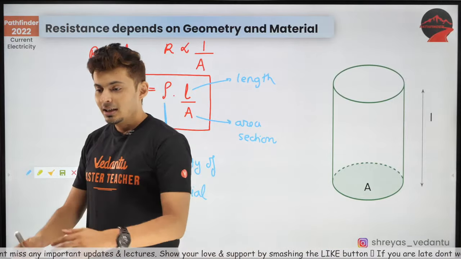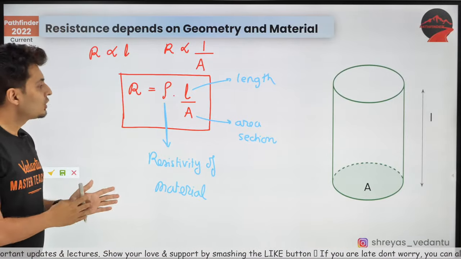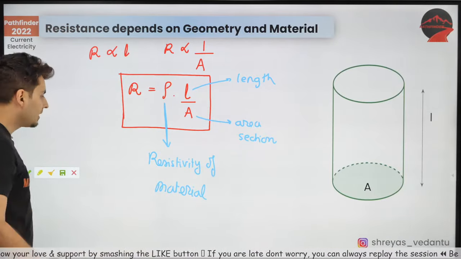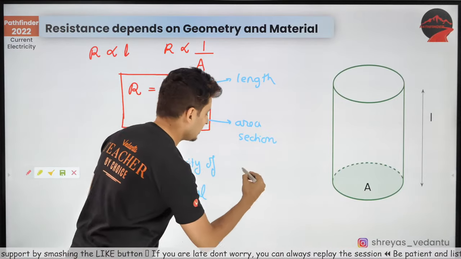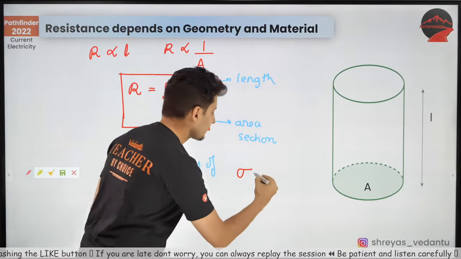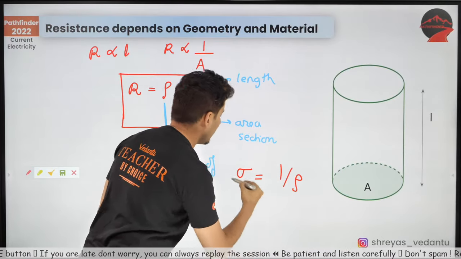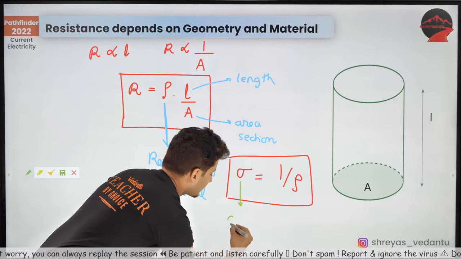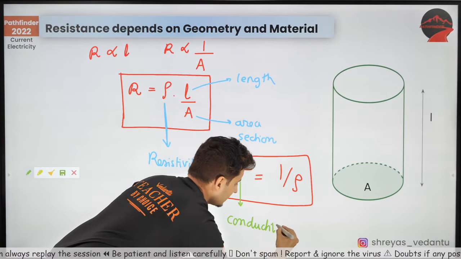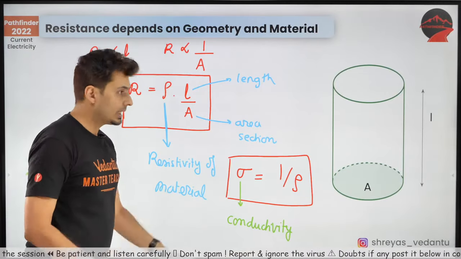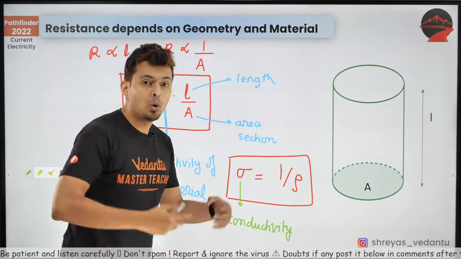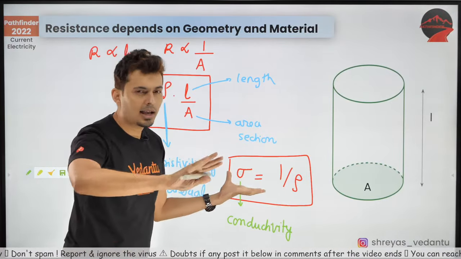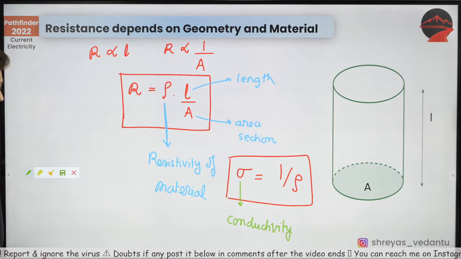So if resistivity is more, it's a bad conductor. Beautiful. And the inverse of resistivity is called conductivity. So sigma is 1 by rho, where this sigma is called conductivity. So conductivity is nothing but 1 by resistivity. More resistivity, less conductive. Less resistivity, more conductive. As simple as that. You should remember this.